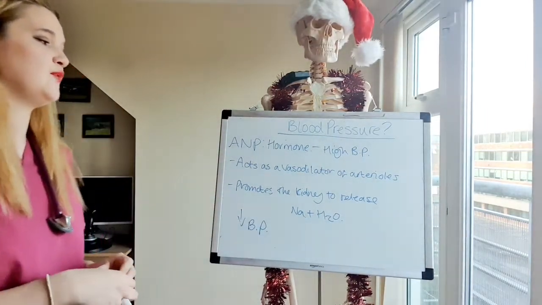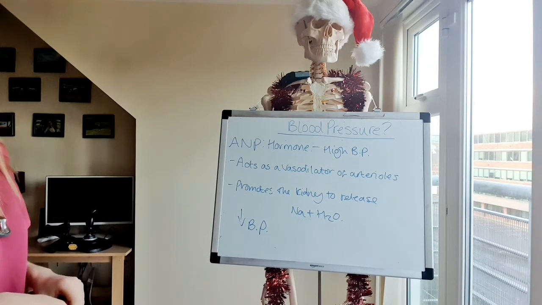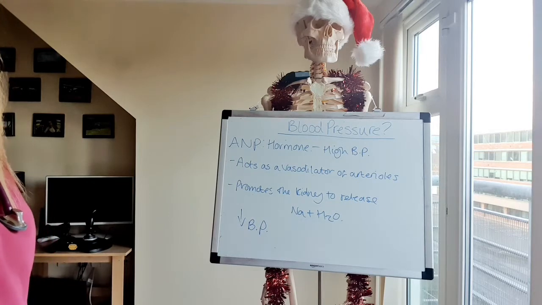Alright, so you've got two hormones there that work oppositely but very much in the same way to achieve different things. So ANP is for high blood pressure and angiotensin is for low blood pressure.